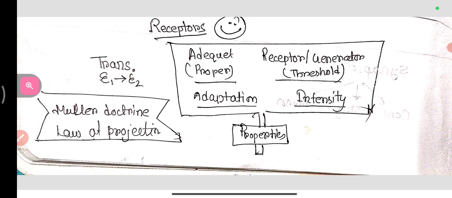Here comes the law of projection. So if along the path of receptor, nerve, and cerebral cortex, somewhere in between we give an electrical impulse, we will have the sensation of that stimulus that is converted to the electrical impulse by the receptor. So every stimulus has a particular projection in the cerebral cortex.